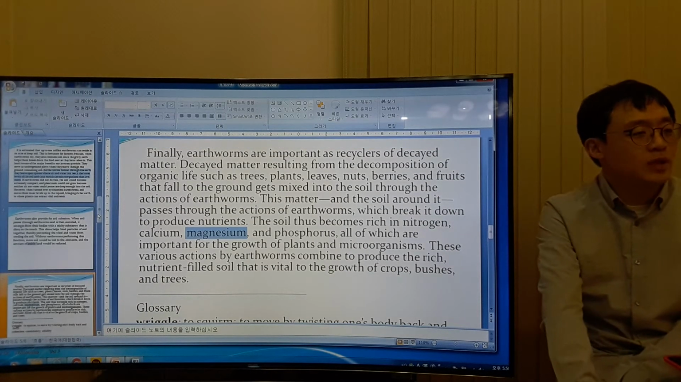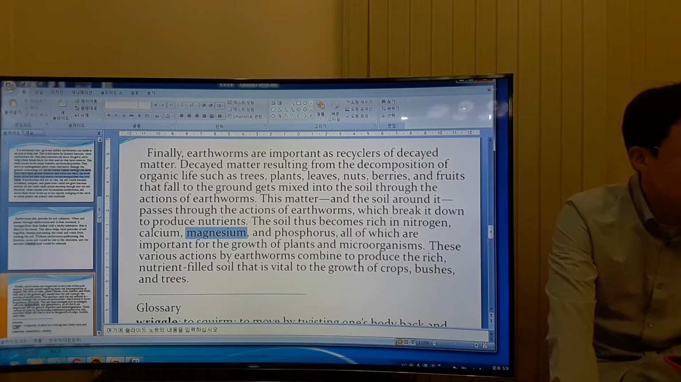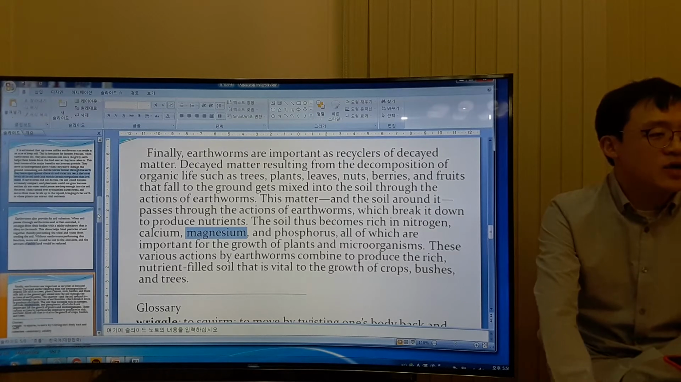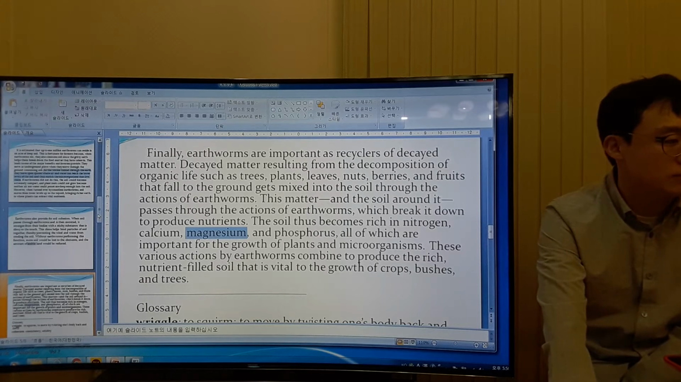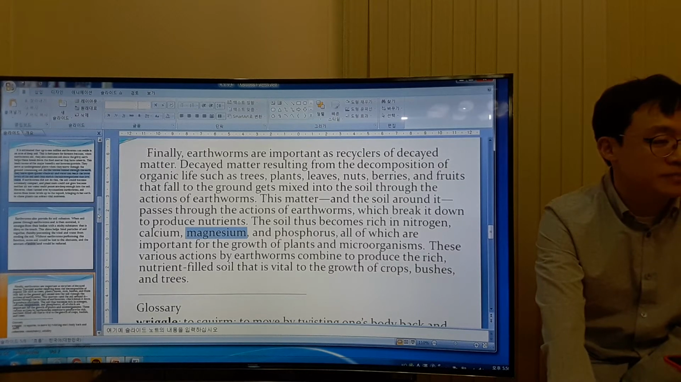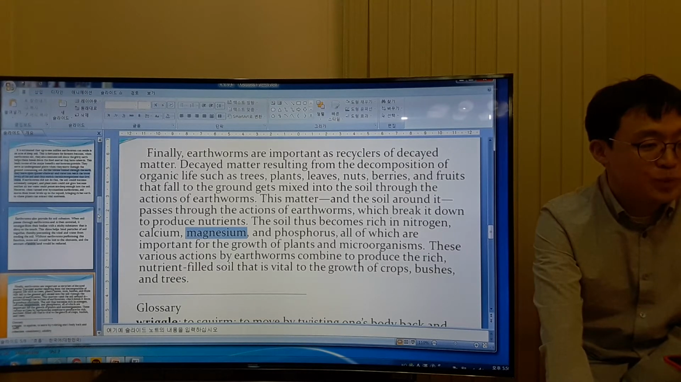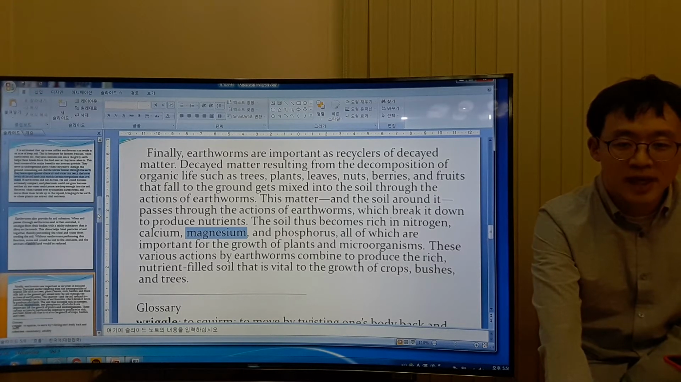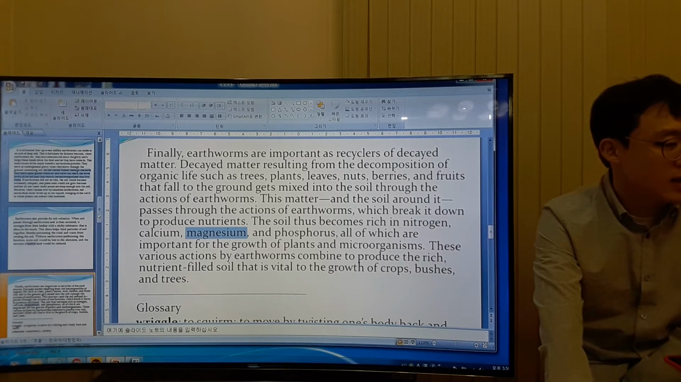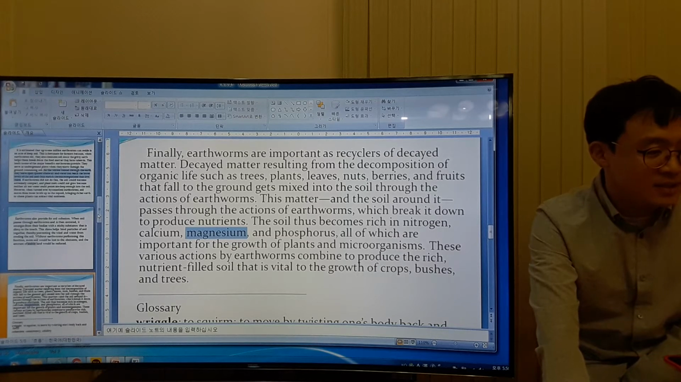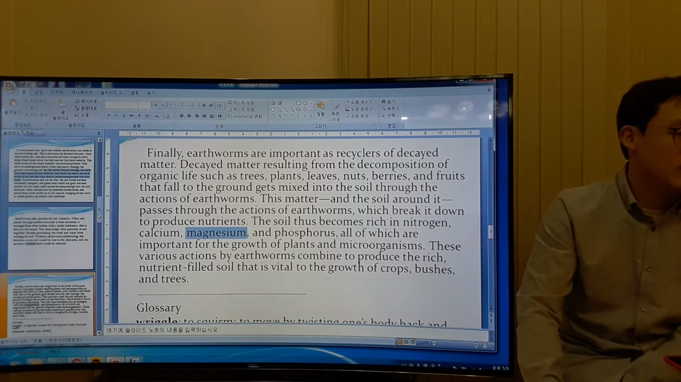So what is this part about? This part is about the third function of the earthworms. They are the recyclers of decayed matter. What is decay? Decay means to gradually be destroyed by a natural process. That's decaying. Okay, decayed matter resulting from the decomposition of organic life, such as trees, plants, leaves, nuts, berries, and fruits that fall to the ground, gets mixed in the soil through what the earthworms do.